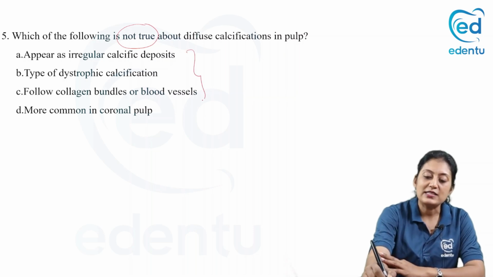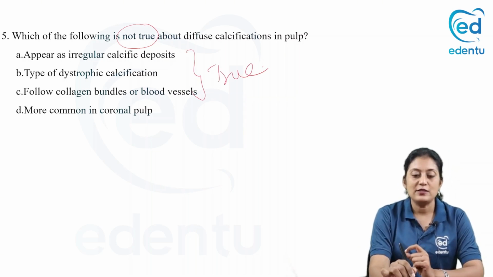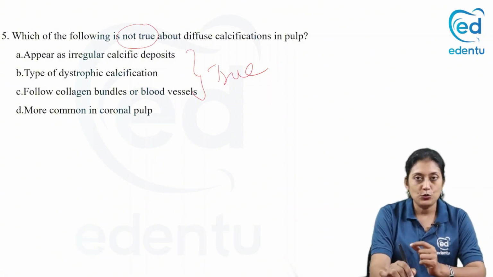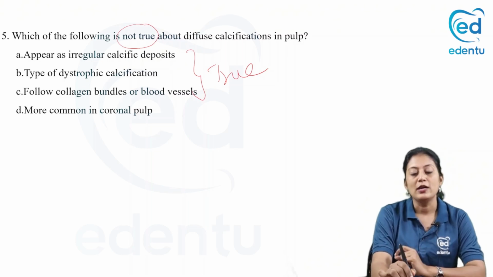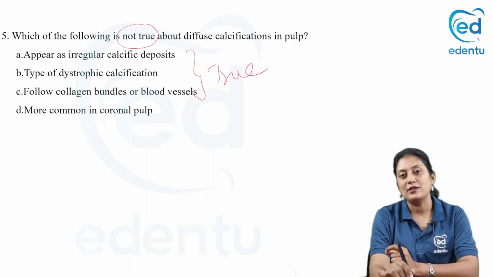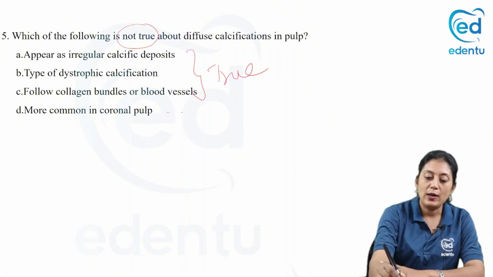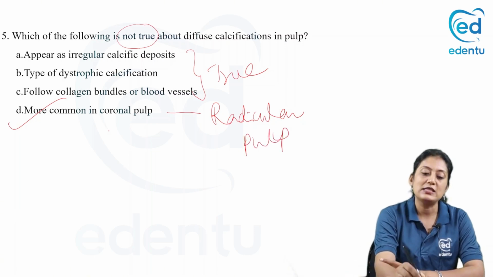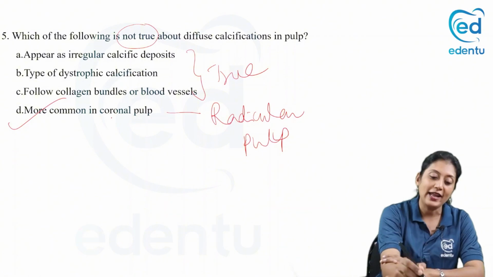So all these first three are true. Diffuse calcification is a type of dystrophic calcification. That is true. And it is usually seen along the blood vessels or collagen fibers. That is also true. It appears as irregular calcific deposits. Fine. But it is not seen in the coronal pulp. It is mainly seen in the radicular pulp or root canals. Therefore, this is the wrong option. That is, this is the false statement. So, this is the right option.